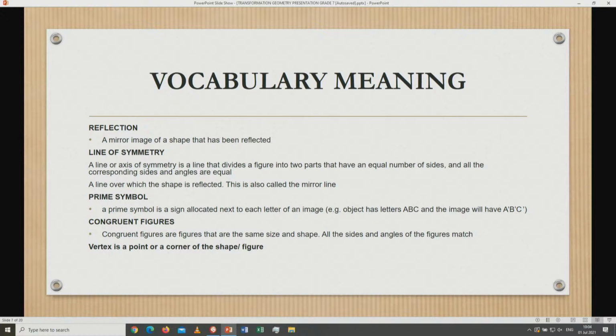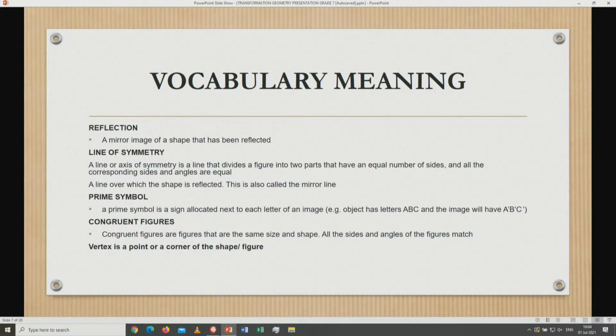Then reflection. Reflection is a mirror image of a shape that has been reflected. You normally see yourself when you look in the mirror. That's your own reflection. So reflection is basically about that. Just imagine yourself looking in the mirror. The person you're seeing in front of you is facing you. So that is your own reflection, and we're going to be talking about that as well.